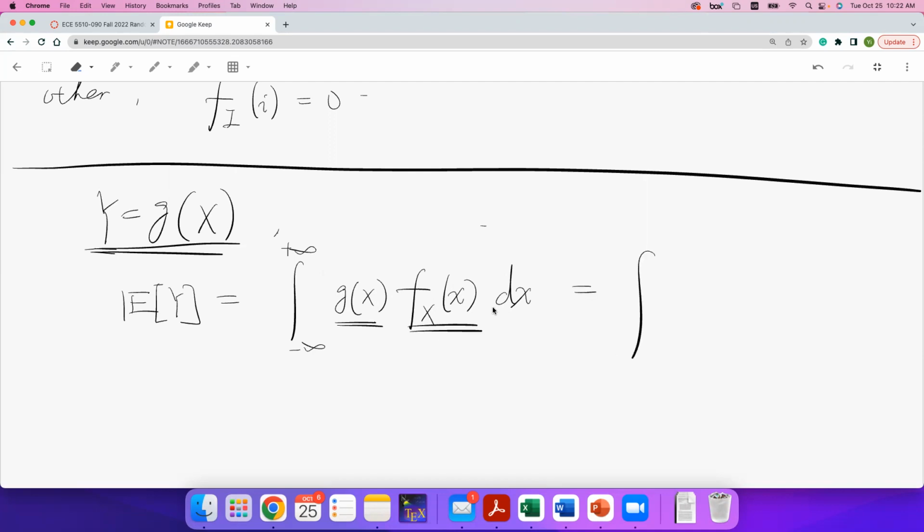Or equivalently, if you calculate the PDF of y through the fundamental theorem, then you can use the very basic definition of expectation. Right? If you calculate this first, then you can take this integration. This is the basic definition for an arbitrary random variable y. But in this case, sometimes it is easier to work with this one because we already know the PDF of x, and g(x) is also given as an explicit function.